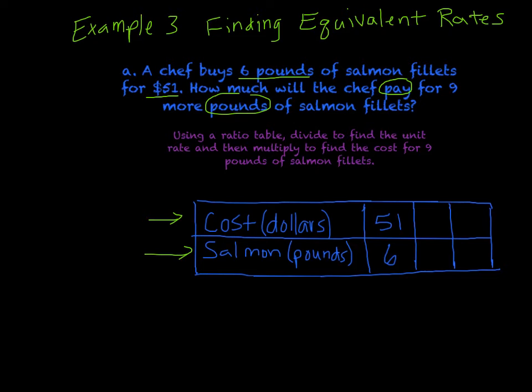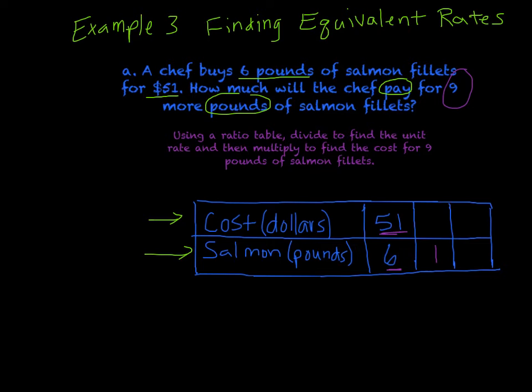Think about this question. Why would we want to divide it down to a unit rate? Why would that be necessary for what we're doing? Let me get my pen here. We know that we need to figure out what 1 pound of salmon is in order to find out what 9 pounds costs. Because the 6 and the $51 isn't telling us any information that we're going to use to be able to find out what 9 more pounds would actually cost.